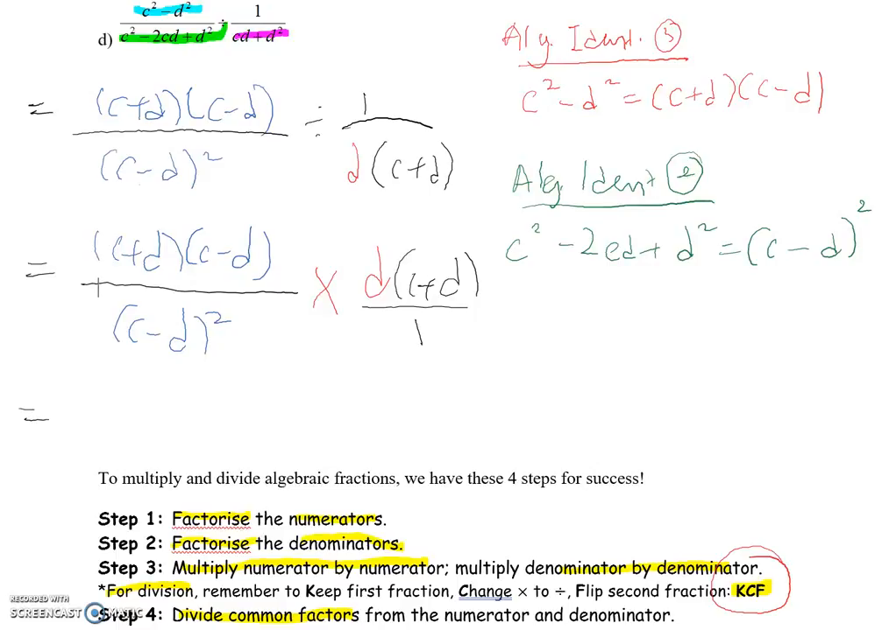Next, from here, we realize that we can actually divide common factors from the numerator and the denominator. So we know that in the numerator, we have c minus d. And in the denominator, we have (c minus d) squared. So we can divide these two together. So c minus d divided by c minus d gives us 1. (c minus d) whole bracket squared divided by c minus d, I will get c minus d.